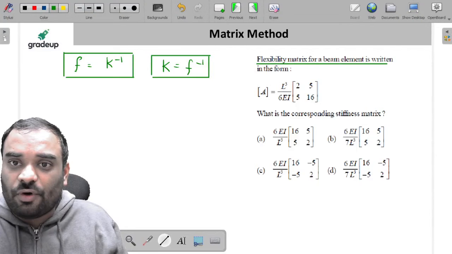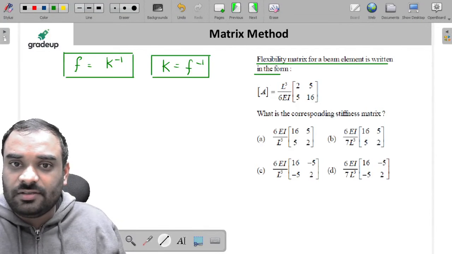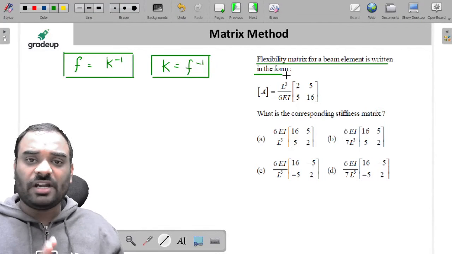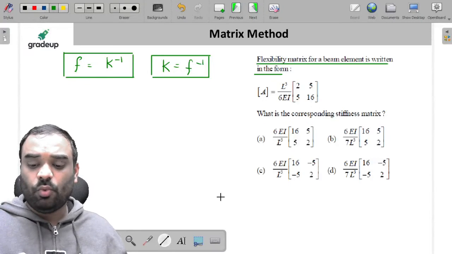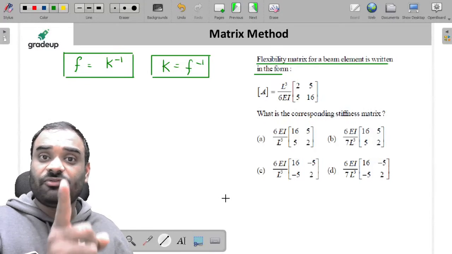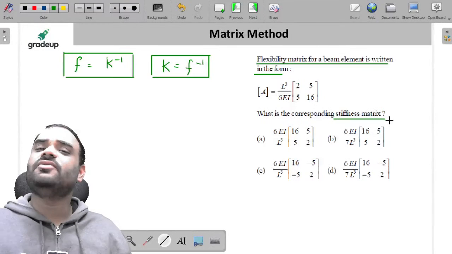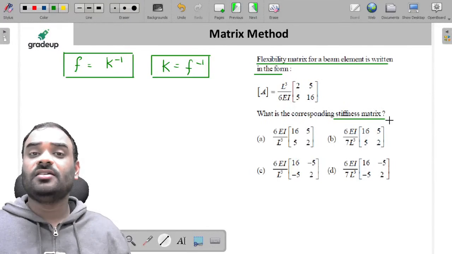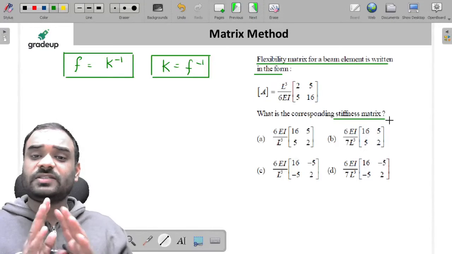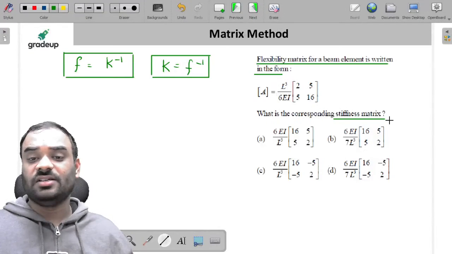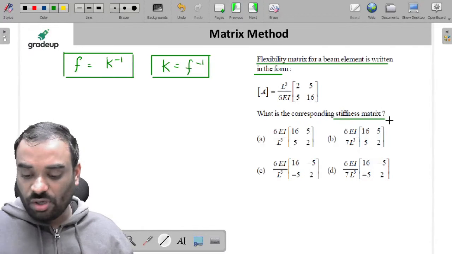Flexibility matrix for a beam element is written in the form of what? So my friends, this is our flexibility matrix. What we have to do, we have to find the stiffness matrix over here. How we can find it? Just we have to take the what? Inverse of it. Just take the inverse of it, you will get the answer. Now tell me guys, what will be the answer? All of you.